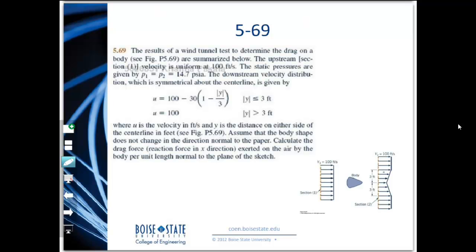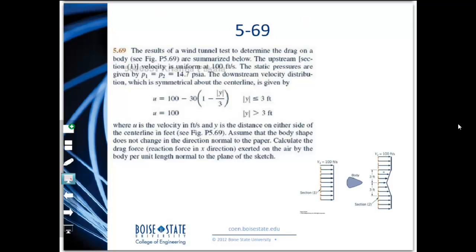You're given the results of a wind tunnel test to determine the drag on a body, summarized below. The upstream, which is this section 1, is uniform, the velocity is uniform at 100 feet per second, and the static pressures at P1 and P2 are 14.7 psia, pounds per square inch absolute.